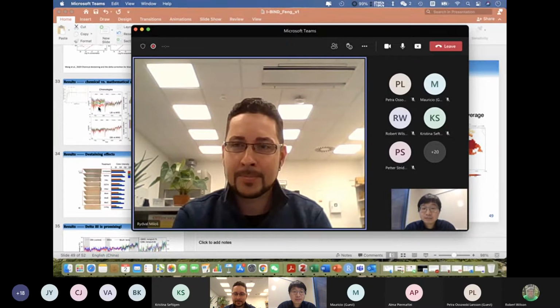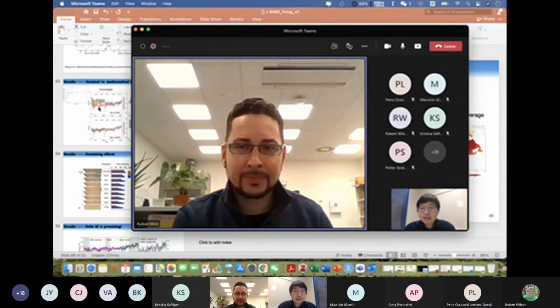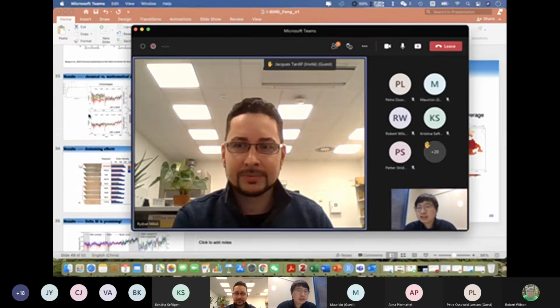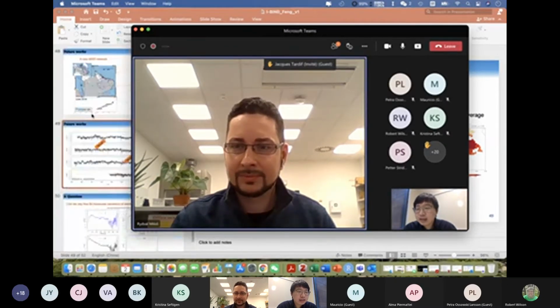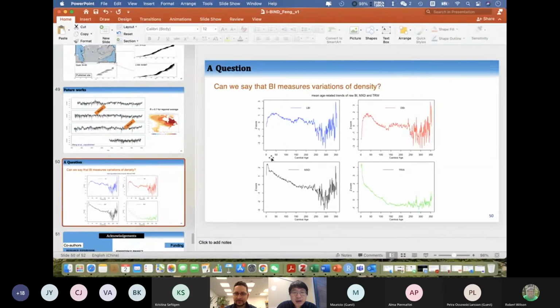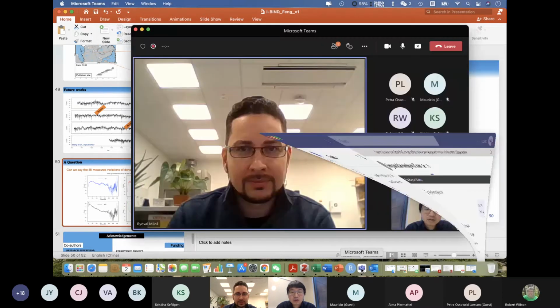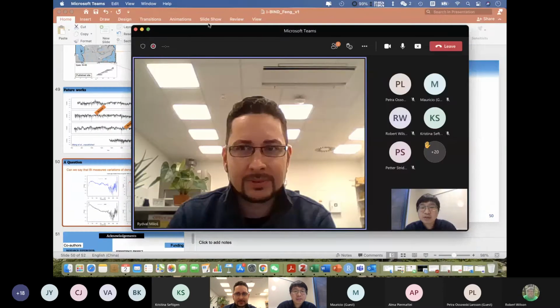Okay, yeah, I agree. But I also wonder, do you have any ideas why the age-related trends of these parameters are so different? In particular for the first 80 to 50 years. That's why I'm conservative to say that the blue density really measures the variations of density, because it's certainly not. So I don't know if some of you have any ideas about it.